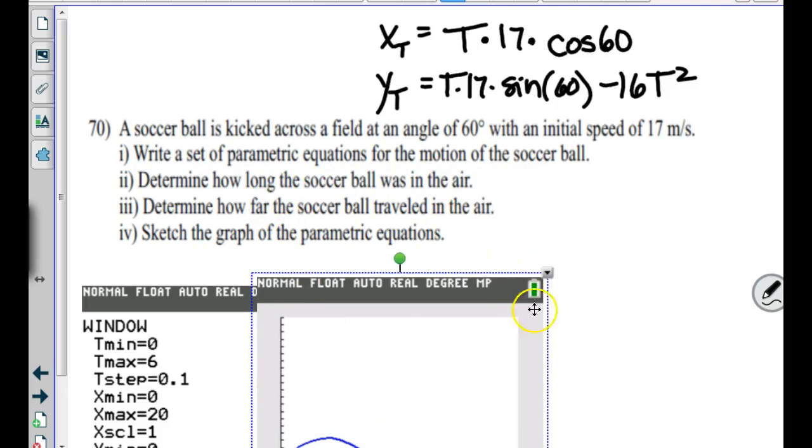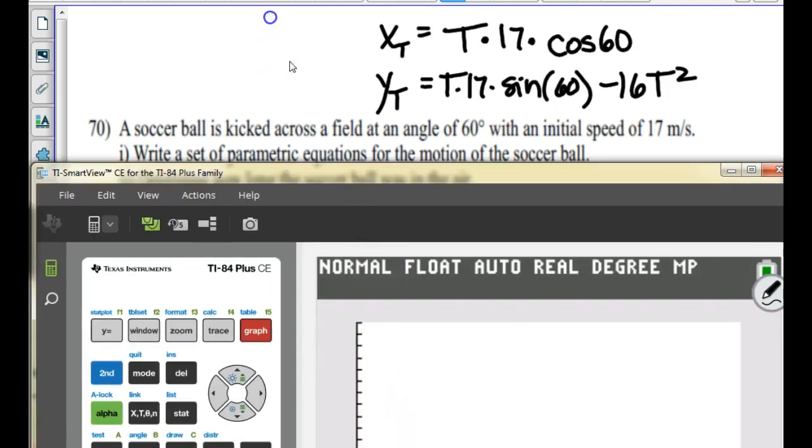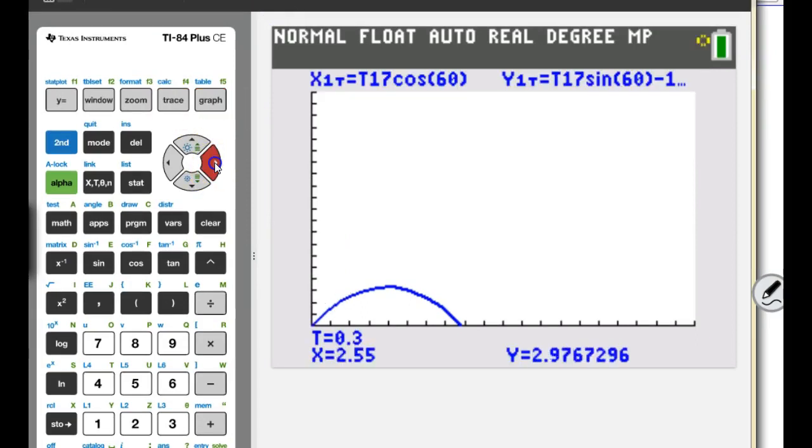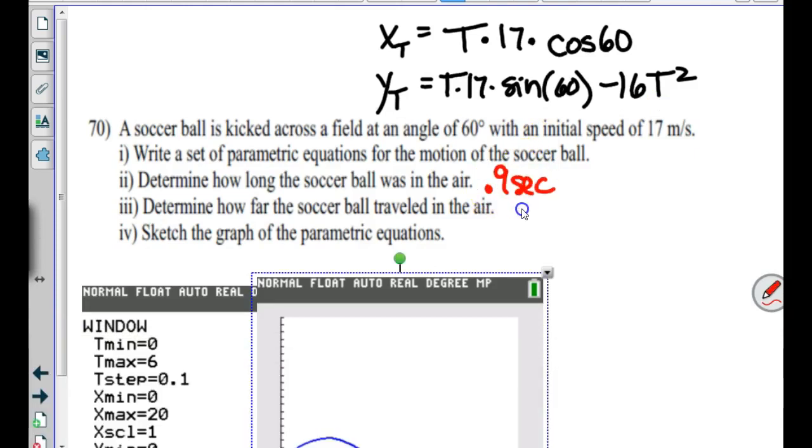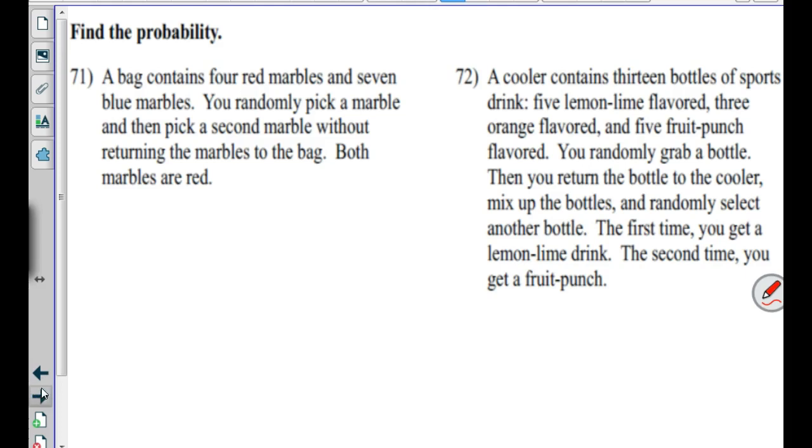How long was it in the air and how far did it travel? If I trace it, about 0.9 and 7.7. This is totally wrong. Okay, we're just going to pretend this was feet. Because if it's meters, it's not 16. But it's feet on the quiz, so in the final, so I'm not going to worry about it. Yeah, we're off to a great start today. All right.